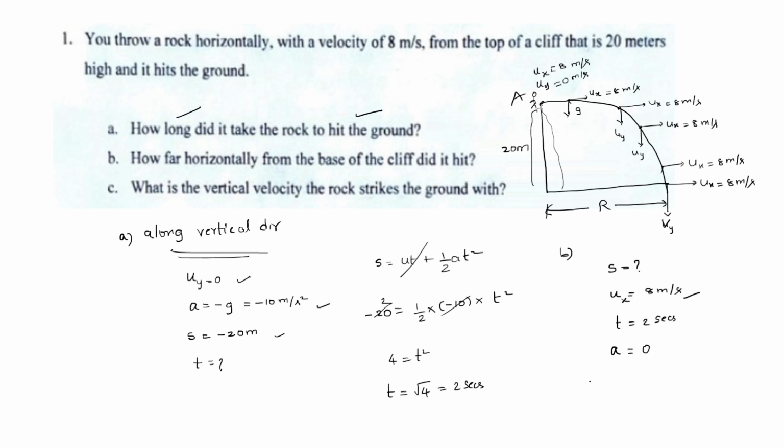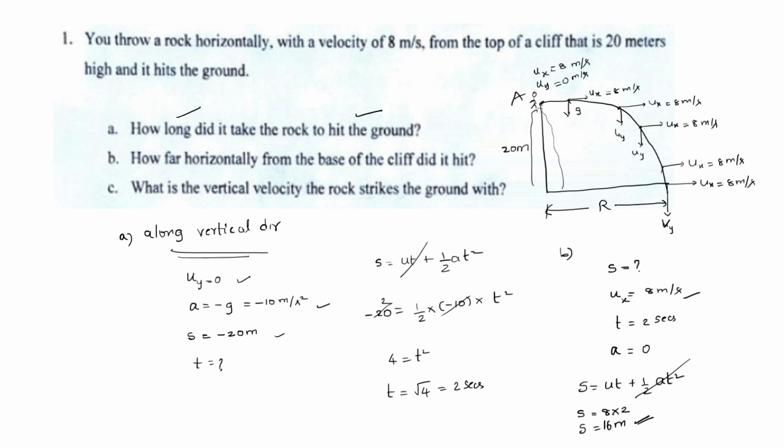So again we can use s is equal to ut plus half at square. Since a is 0, this entire part will become 0. So s is equal to u, 8, time is 2. So s is equal to 16 meters.